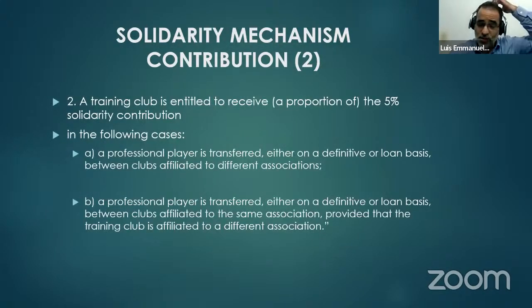Number 2 of Article 1 of Annex 5 states that a training club is entitled to receive a portion of the 5% solidarity contribution in 2 scenarios, 2 cases. A, a professional is transferred either on a definitive or a loan basis between clubs affiliated to different member associations. And then B, a professional player is transferred either on a definitive or loan basis between clubs, but this time affiliated to the same association, provided that the training clubs at the base are affiliated to different associations than those of the clubs that the transfer was made between.